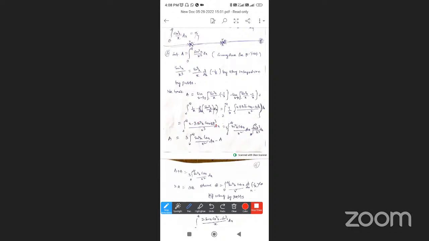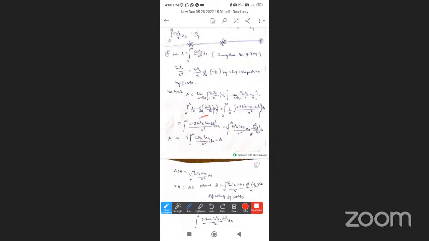So d by dx of this. What happened is called 1 by x times sin cube x by x. So what is d by dx? The first part is computed: upper limit minus lower limit, plus the differentiation. What is the differentiation? The uv integral part: u times the integral of v dx, minus u times the integration of d by dx of u times the integral of v dx, as per the formula.